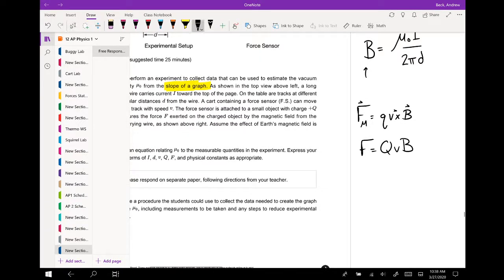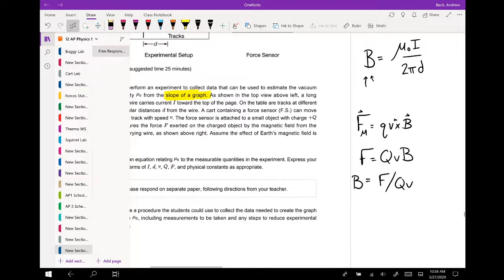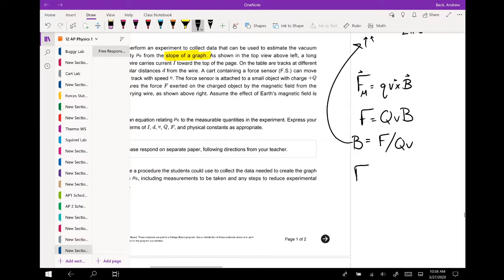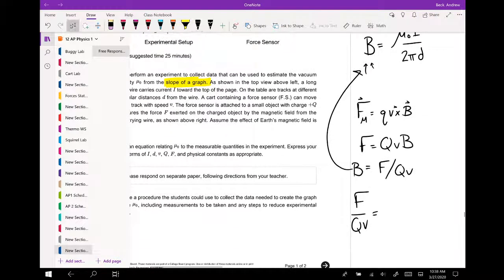And then I would want to get rid of B, so I can do that by doing a substitution. So I'm going to solve this equation for B. B equals F over Q times V. And I can sub that into my equation for B up there. So I can say F over QV is equal to mu naught I over 2 pi d.